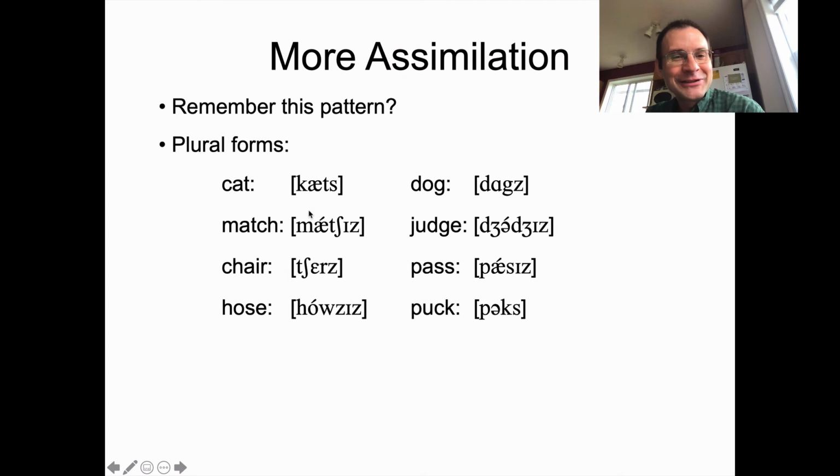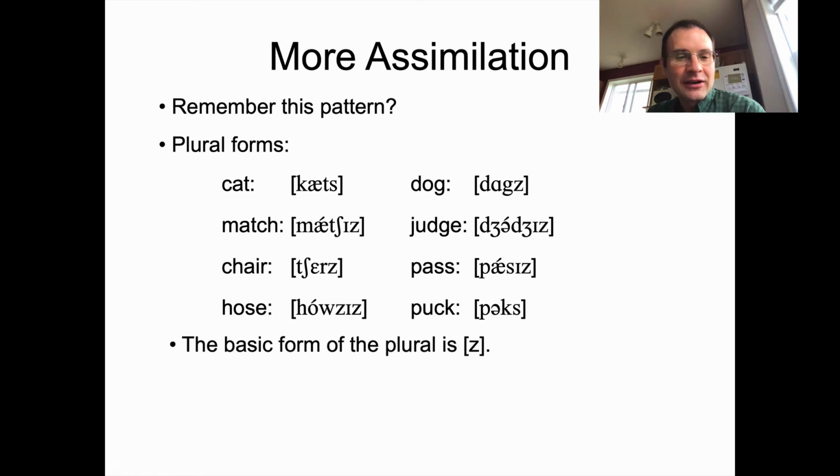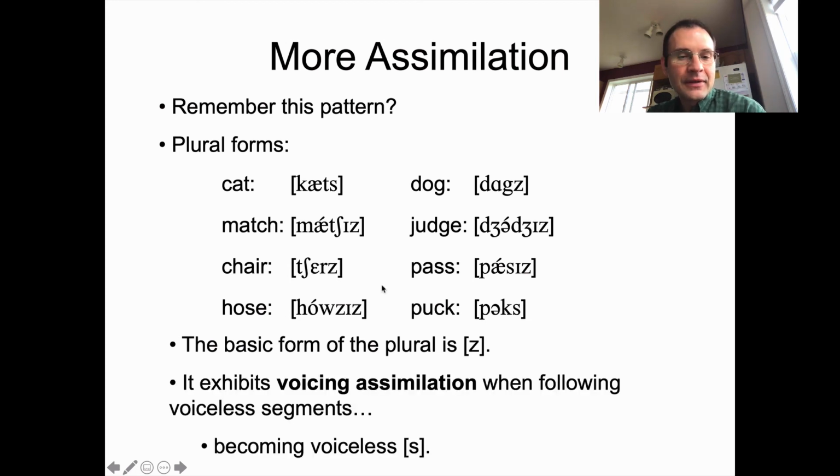What do you think? Normally in class, I might have to wait a while before somebody gets up the courage to answer that question. Hopefully you can see at least one of these patterns pretty straightforwardly, though, now that we know to think in terms of features in describing these patterns. But the basic form of the plural is generally described as Z. That's the suffix we add to a word like chairs or dogs. The basic form, though, is always exhibiting voicing assimilation, no matter what you think of it as.